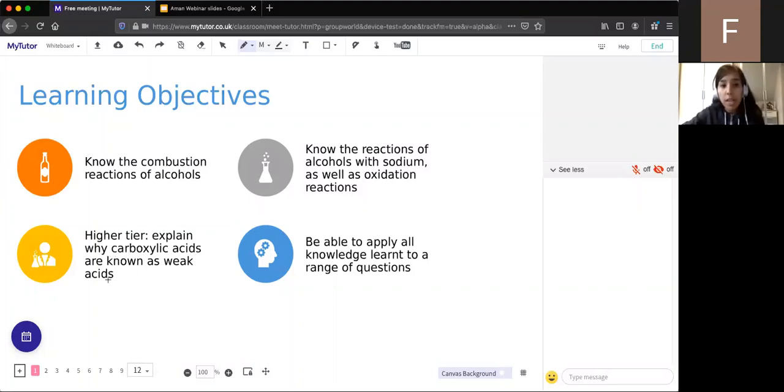Then there's a higher tier learning objective, which is to explain why carboxylic acids are known as weak acids. So we'll look at the properties of carboxylic acids, and then the higher tier specific objective is to know why they are weak. And then finally, we'll be doing lots of exam questions as we go kind of at the end to cover everything that we've covered this week.